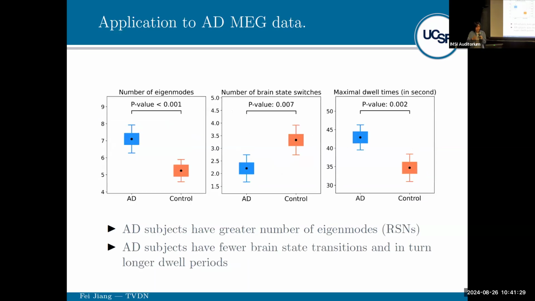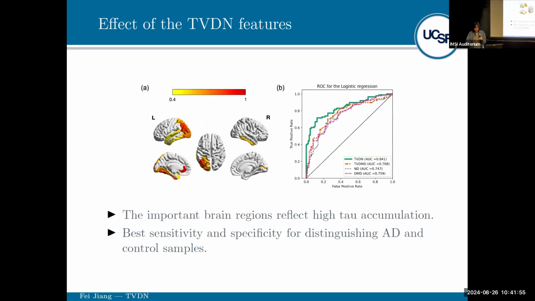What we can show is that we find some important features. One is the number of eigenmodes: the AD subjects always have a higher number of eigenmodes, which implies that AD subjects may have a more complex brain state. They have more states than the healthy controls. Also, the AD subjects have fewer state switches, which we can consistently observe in both MEG data and EEG data. We also project this average RSN onto the brain, and these brain regions actually reflect the high tau accumulation regions.